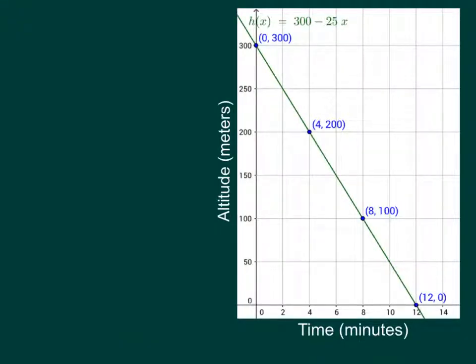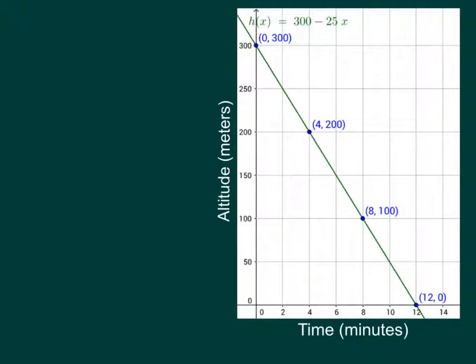So you can see here I have my function h of x equals 300 minus 25x. I have my 4 points labeled. I've got my axes labeled, time in minutes, altitude in meters, and I've connected these points. This is a continuous domain because it makes sense to have not just whole minutes, but every second counts, and so the plane is constantly losing altitude as it descends to the ground.